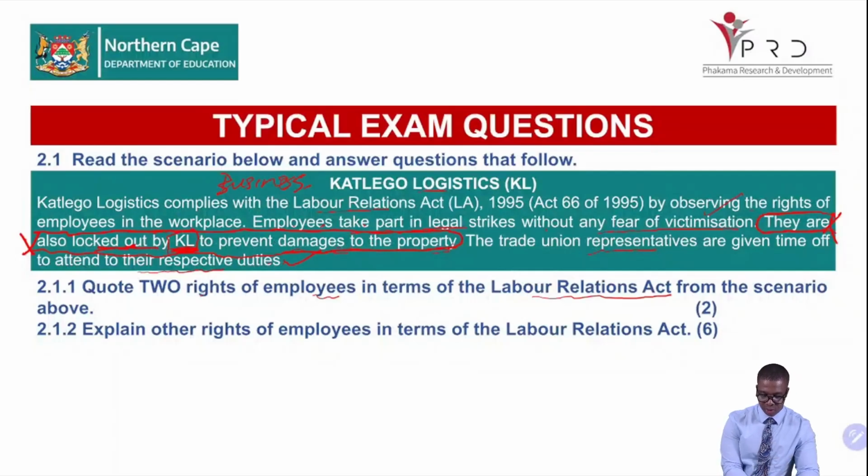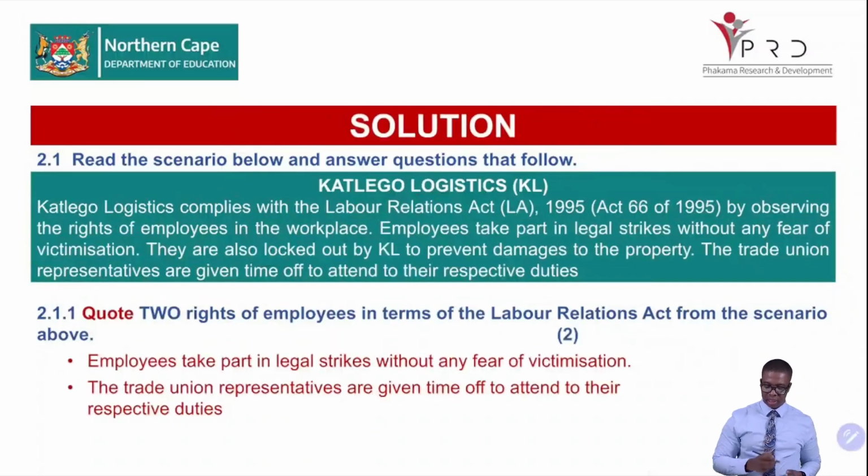What is the question looking for? Grade 12, is looking for what? 2 rights of employees. It is not looking for the employers. So hence I've indicated and tried to encircle for you to show you that this is what we call a distractor. The aim is for this sentence to distract you from quoting the second correct employee's right. Because the first one is employees take part in the legal strike without any fear of victimization. And the other one is that the trade union representatives are given time off to attend to their respective duties, which is correct. So this is your solution.